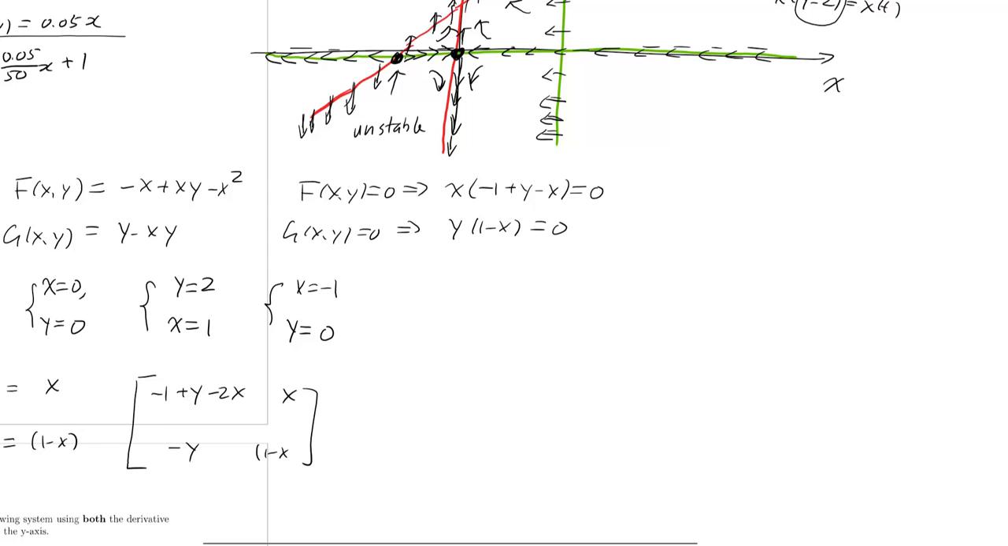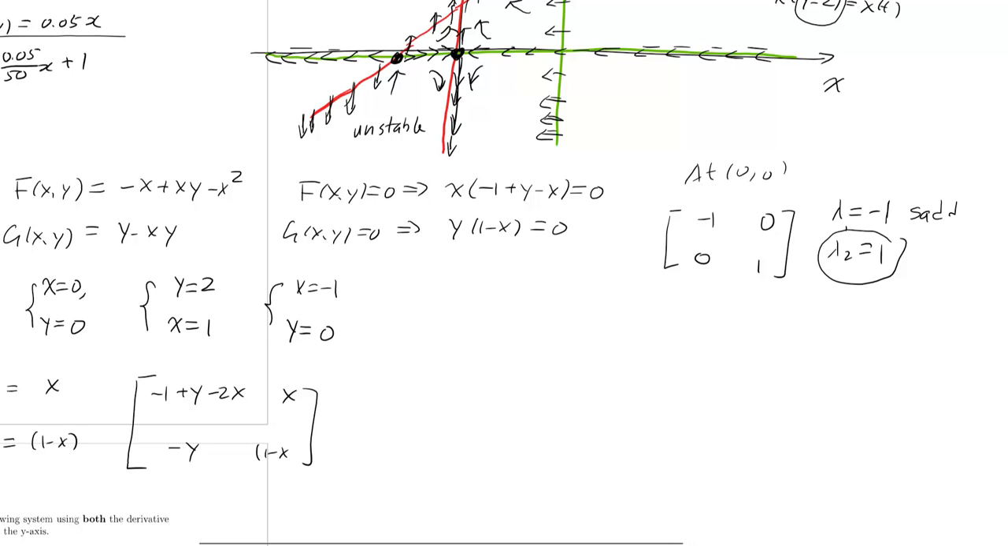So at this point, at (0, 0), the matrix becomes negative 1, 0, 0, and positive 1. So we have 2 eigenvalues. One is negative 1, and the second one is 1. Because of this positive eigenvalue, this is unstable. Because one is negative and one is positive, this is unstable, and it is a saddle.